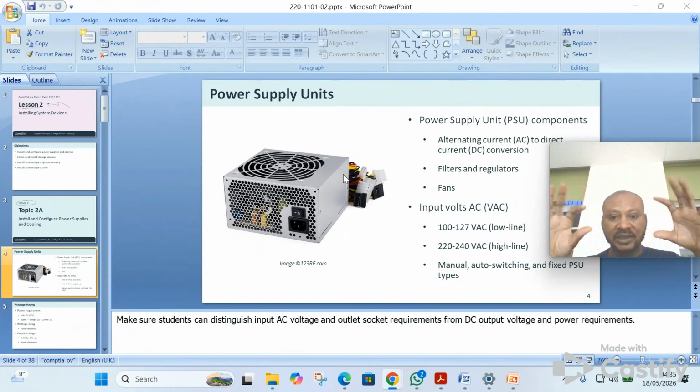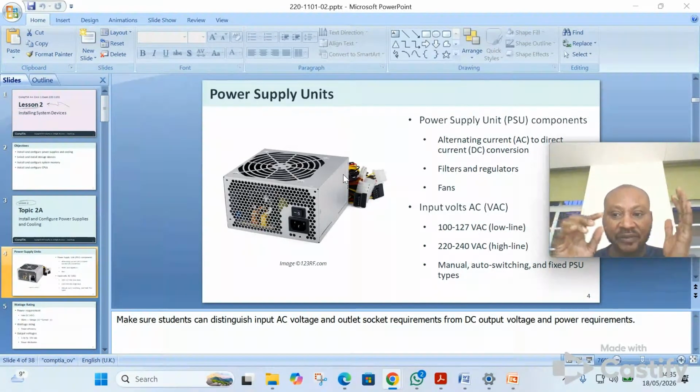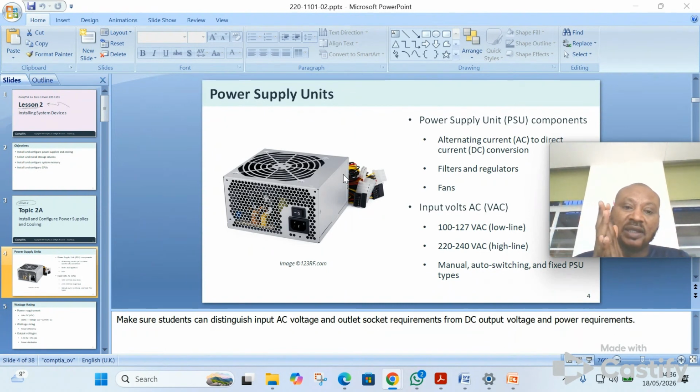Check at the back of it, where it is written. The manufacturer must have written the power rating there. If it's US, you're going to see 110. If it's UK, you're going to see 220. That's why, if the power rating is showing 220, it means it's UK, so you can buy it and use it, right?